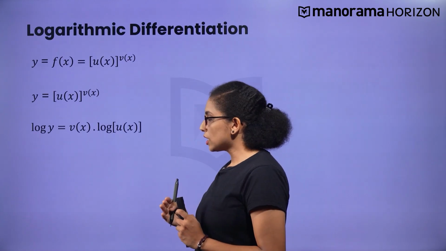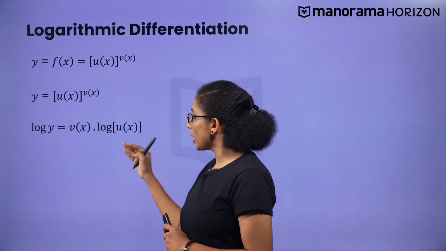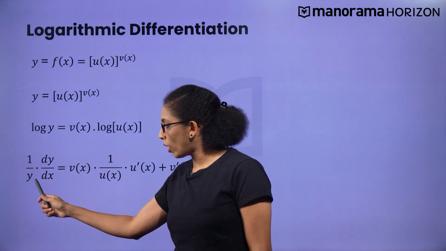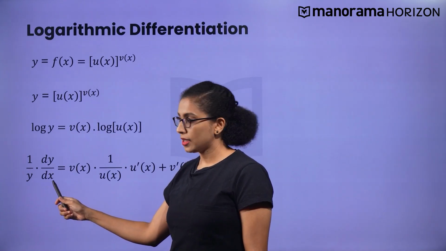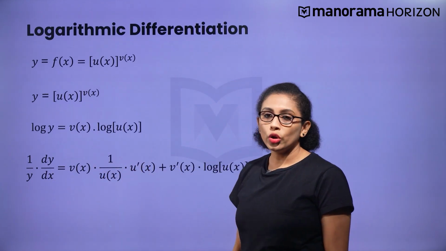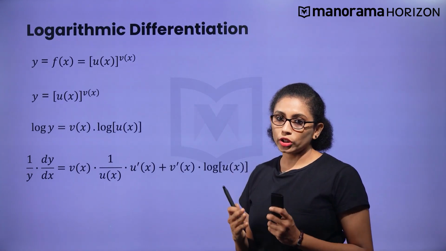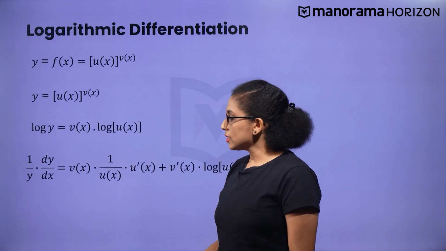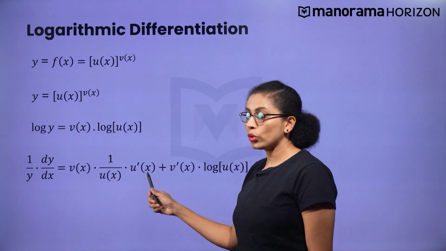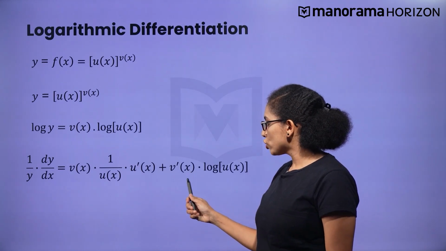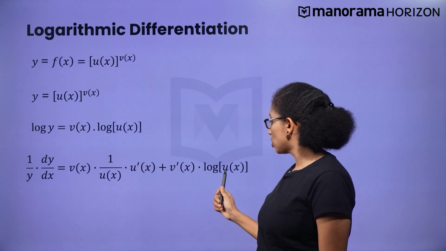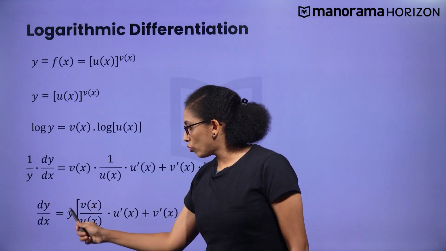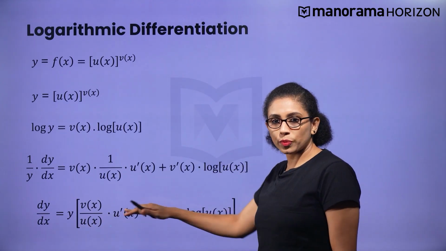Now, next step, we have to differentiate using the chain rule. The chain rule is, what is log y derivative? Which is 1 by y into dy by dx. And here, this is of the form u of x into v of x, the product rule. That is, v of x into derivative of log u of x. That is 1 by u of x into u dash of x plus v dash of x into the second function, that is log u of x. Again, we can write dy by dx taking y to the other side, and this is the expression for dy by dx.